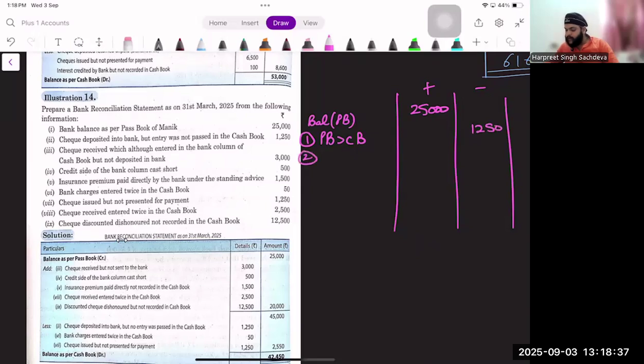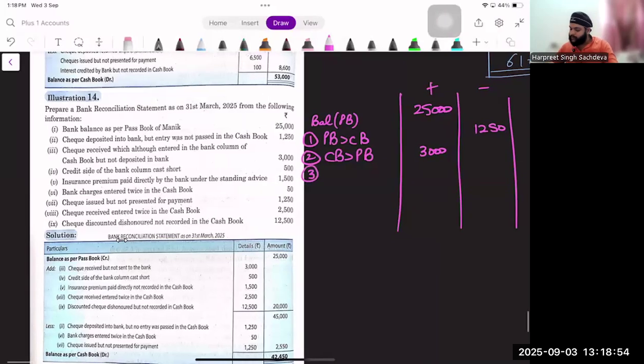Second point. Check received which although entered in the bank column of cash book but not deposited in the bank. Now we have entered in the cash book but not deposited in the bank. So which is greater? Now the cash book is greater than passbook. So we'll add in the 3000.